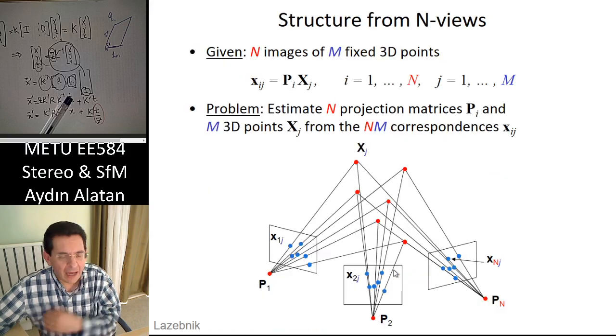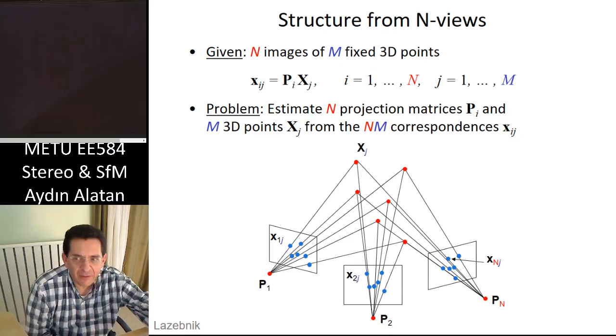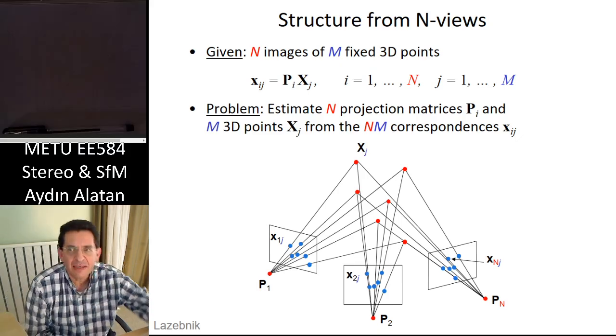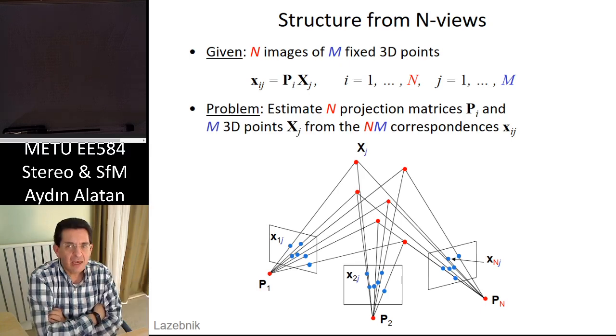Now I come to the last point, where until now I was using two views. I did many things. I have the calibration matrix, the E matrix, the F matrix. In real life, in practice, I don't stop with taking two views for reconstruction of anything.